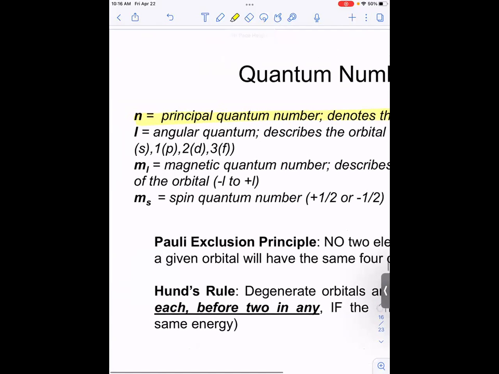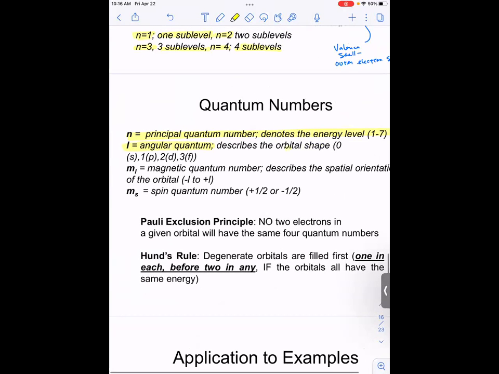L is the angular quantum number. That describes the orbital shape. And depending on what type of orbital you're dealing with, S, P, D, or F, L is going to be 0, 1, 2, or 3. All right, that's the angular quantum number. So for a P orbital, L is 2. I'm sorry, it's 1. For a D orbital it's 2. For an F orbital it's 3. For an S orbital it's 0.